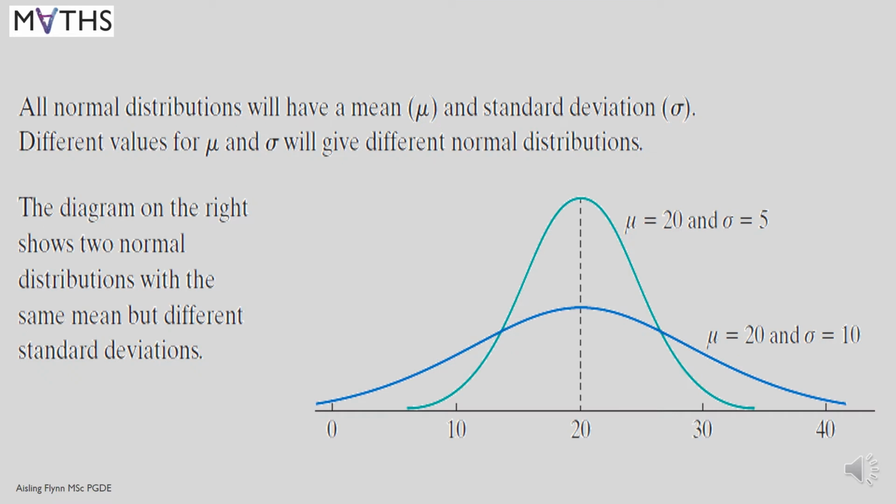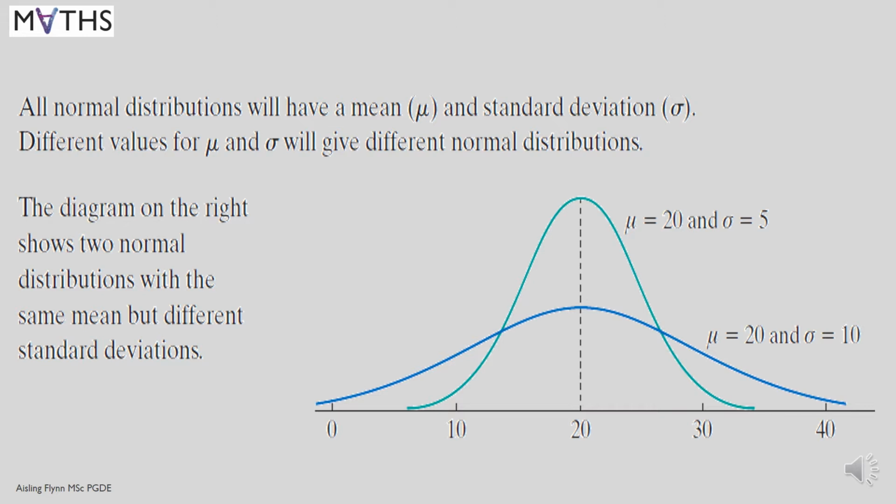All normal distributions will have a mean, which is given the letter mu, and a standard deviation, which we saw was sigma. Different values for mu and sigma will give different normal distributions. The diagram on the right shows two normal distributions. They have the same mean, but different standard deviations.